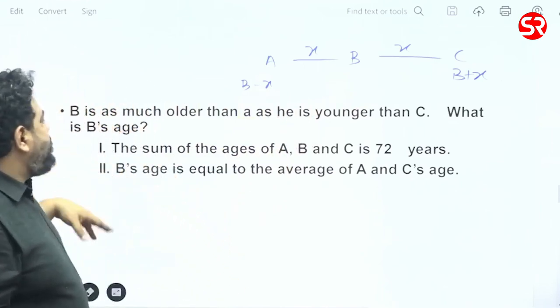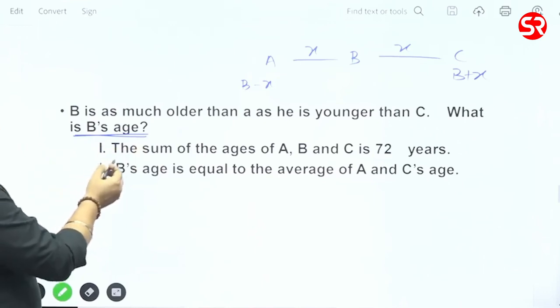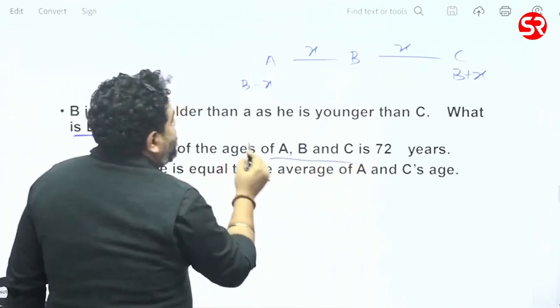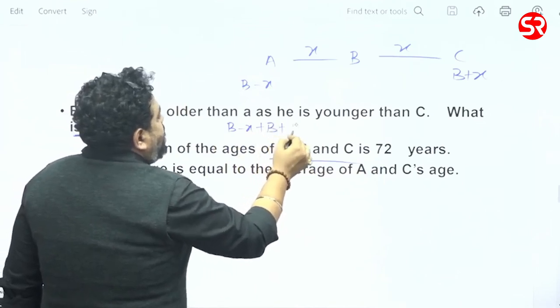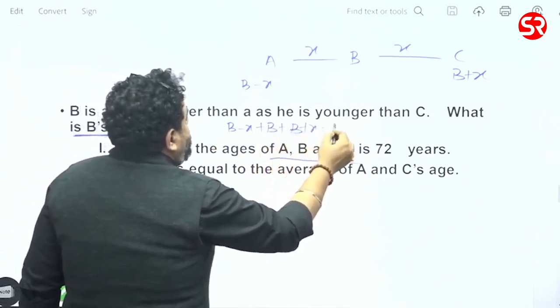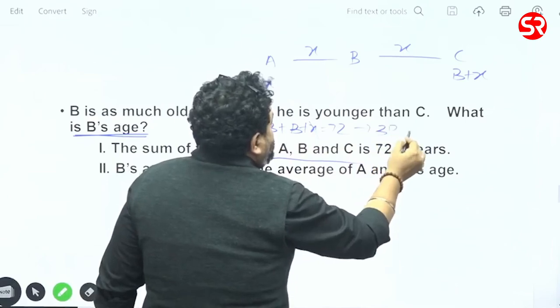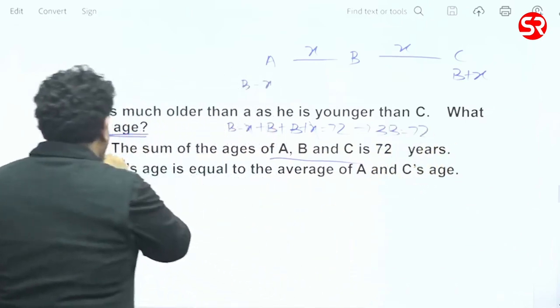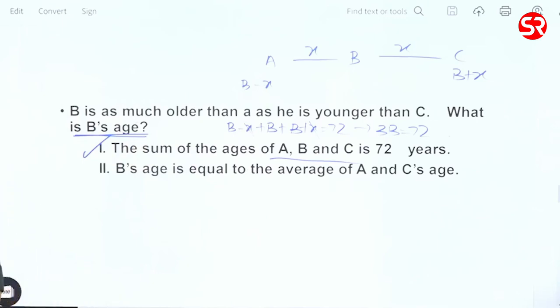So what is the question? He says what is B's age? First, the sum of their ages is 72, which means B minus X plus B plus X is equal to 72, which means 3B is equal to 72. Yes, you would get an answer. The answer is coming from the first statement. The first statement is giving you the answer.